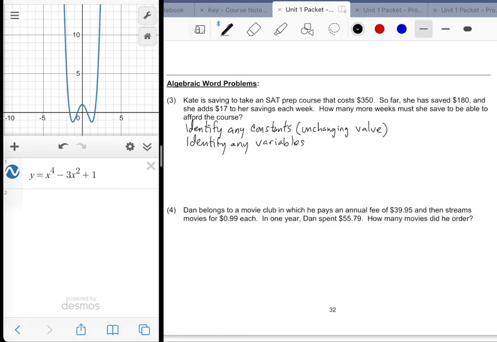So the cost. She has saved $180. Now that's a starting point. But the amount of money that she saves is dependent on time. So the amount of money saved will vary, so that's a variable, dependent on time. So amount of money saved and time are two variables.